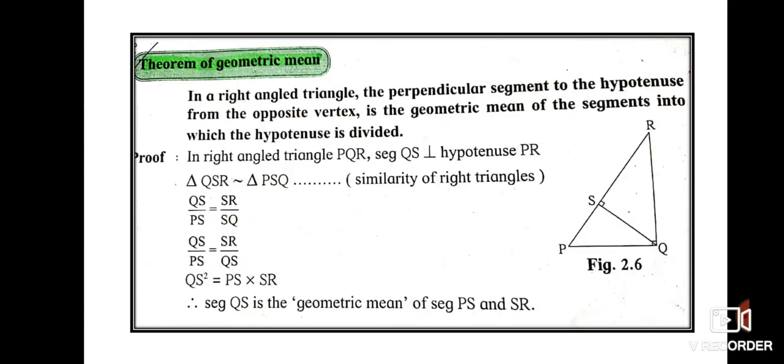Now we go to the next theorem, the theorem of geometric mean. Let us read the theorem. In a right angle triangle, the perpendicular segment to the hypotenuse. So you have a right angle triangle RQP, and QS is the perpendicular to the hypotenuse. Then they are saying this perpendicular segment is the geometric mean of the segments into which the hypotenuse is divided. That means this QS divides the hypotenuse into SR and RP.